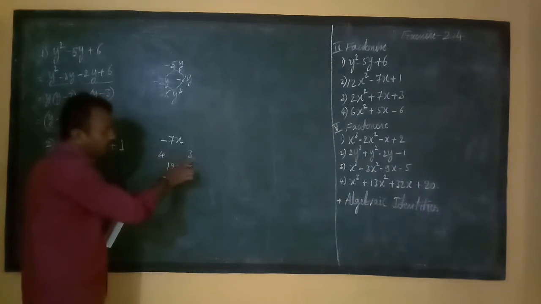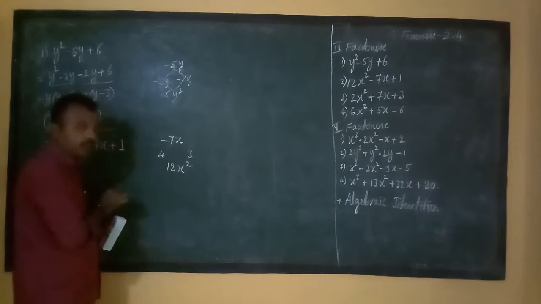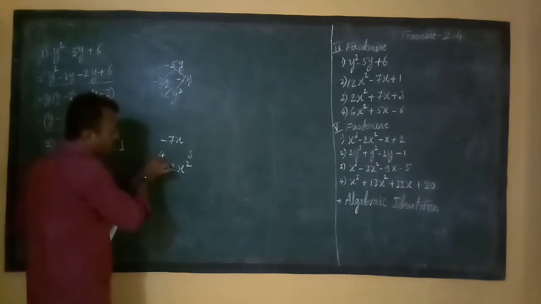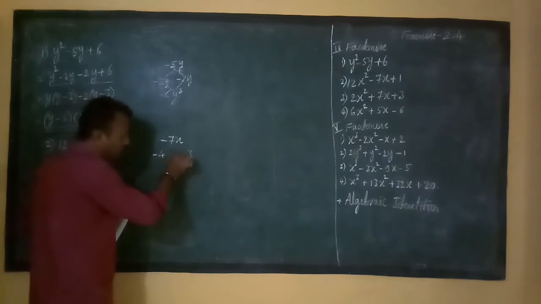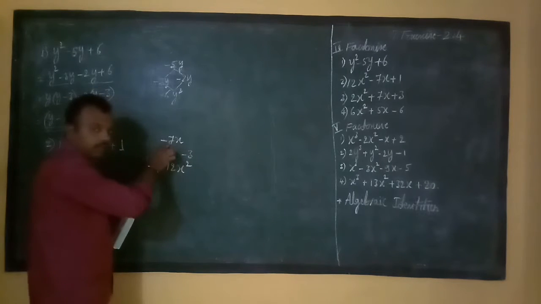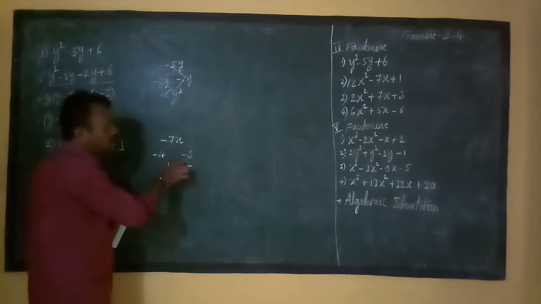If you multiply, 4 threes are 12. If you add, 7. Then which sign do you give 4 and 3? 4 has a minus and this is also minus, because the same sign indicates addition. If you have the same sign, it indicates addition. So minus 4 minus 3 becomes minus 7. Therefore, minus 4 and minus 3, minus 7.